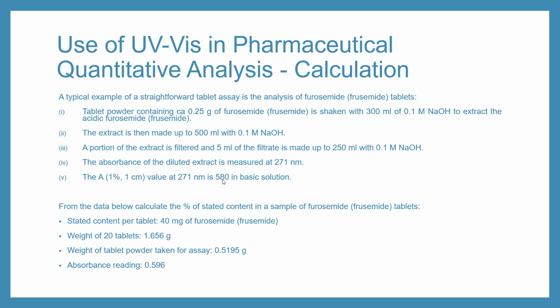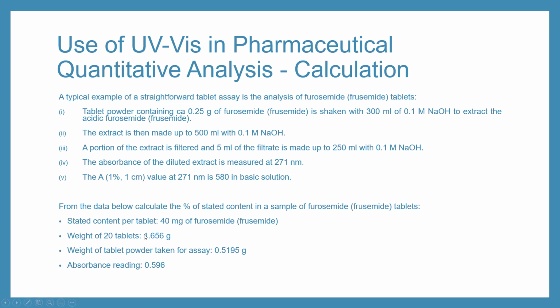You've also been given some other information that is very, very relevant to the calculation itself. So right now you're being asked to determine the percentage of stated content in a sample of furosemide. So the stated content should be 40 milligrams of furosemide per tablet. We are going to see what we get after going to the lab and running this experiment. Do we get 40 mg? So can we say, yes, we have 100% of stated content, or do we get more, or do we get less?